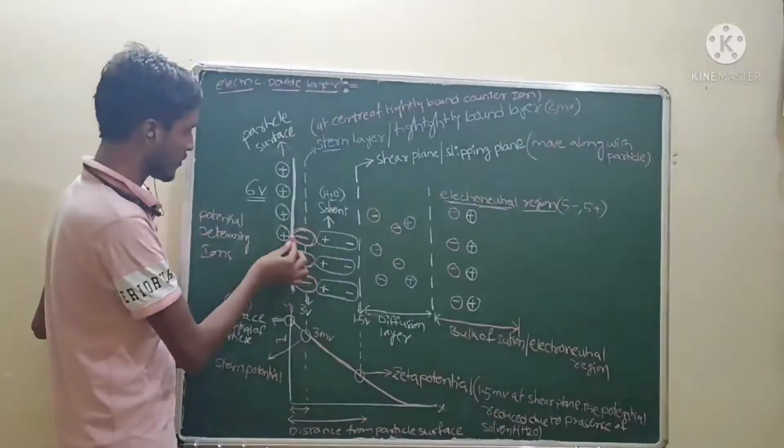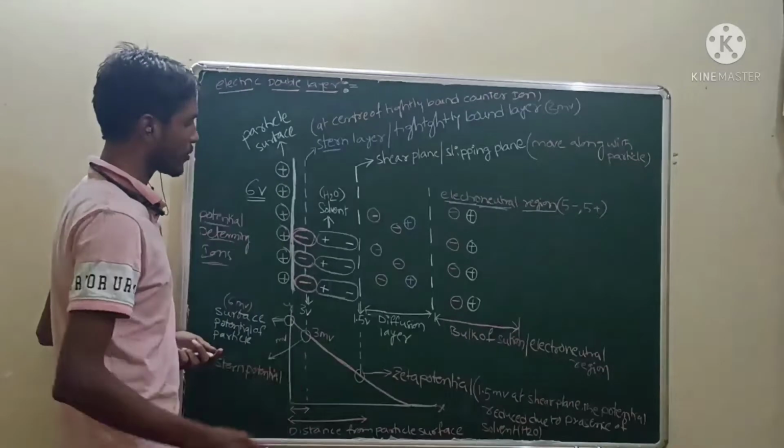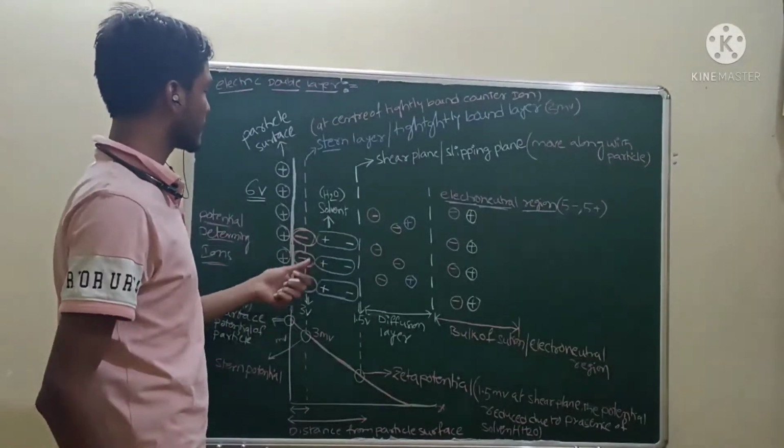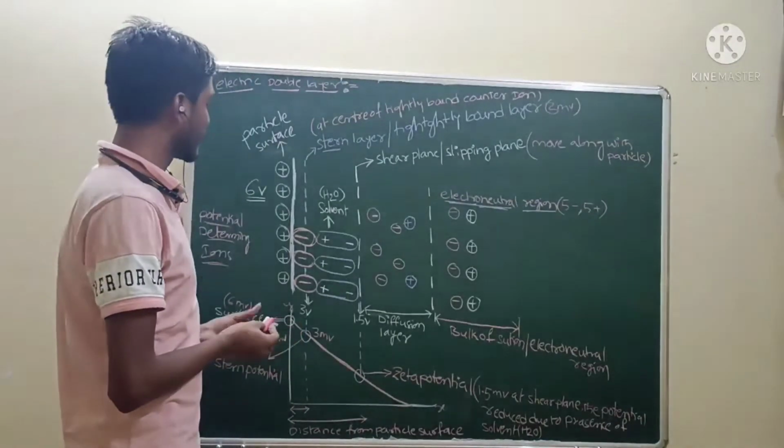I have written this with this color. This negative charge we can call a potential determining ion. Why? Because it determines the potential.